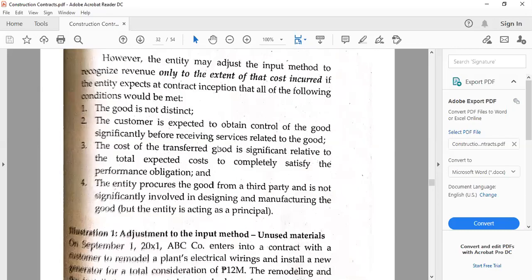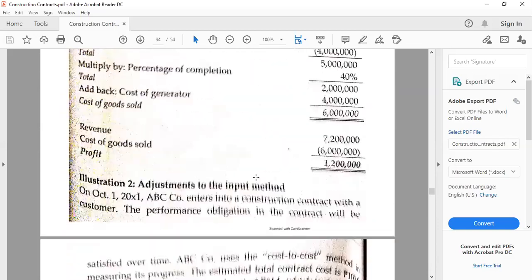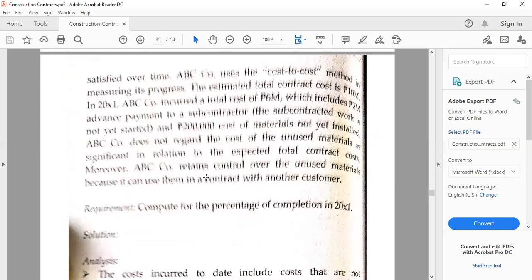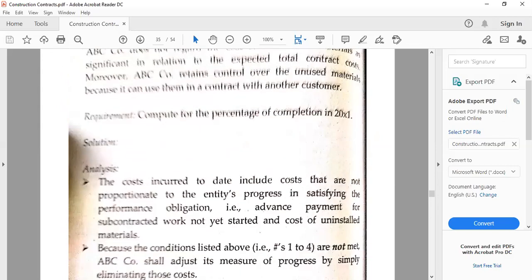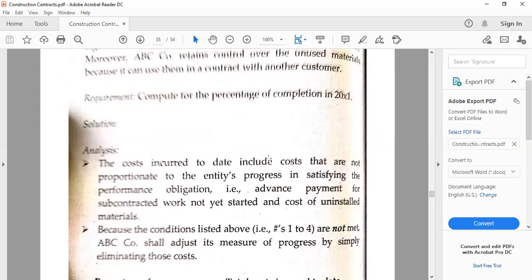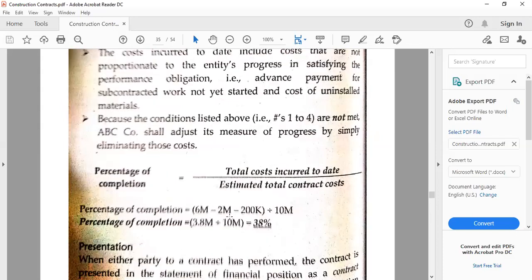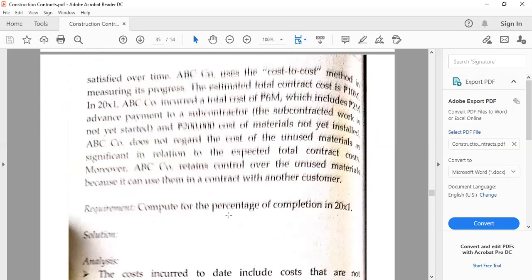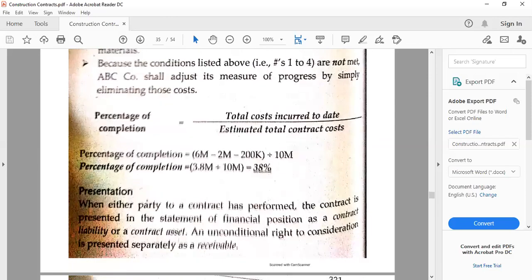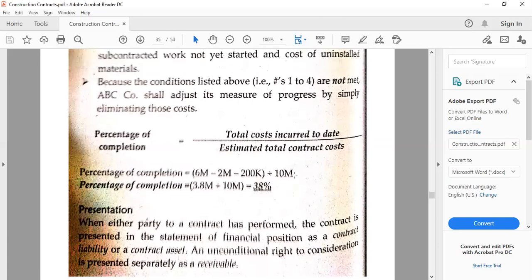We have to go back to those parts just to emphasize. So this one, that the customer is expected to obtain control of the good significantly before receiving services related to the good. In that case, it's clear from the problem that it is not the case. It is the construction company that would retain the control. So for the purposes of computing percentage of completion, simply exclude the 2 on the numerator, while on the denominator, let's check, the 10 million is the estimated total contract cost. All right, so we simply have to exclude so that the percentage of completion is at 38%.